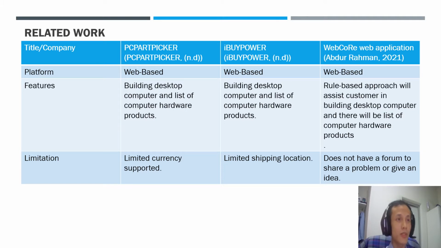The second website is iBuyPower, also web-based, and the features provided by this website are that it can build a desktop computer, and there is a list of computer hardware products. And the limitation is limited shipping location.